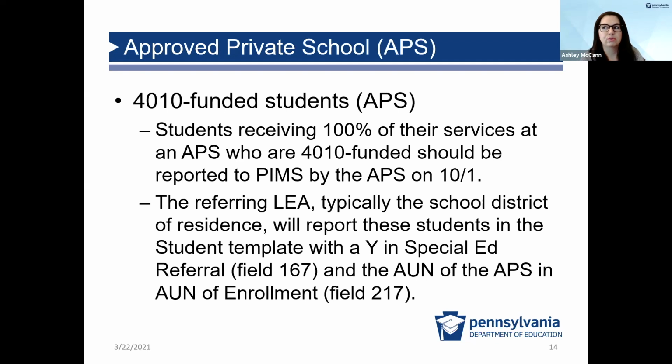So approved private school students. This guidance has been more focused on over the past 2 years, I think. So students who attend what is considered an approved private school, so they share an AUN with the non-approved private school part of that school. And it all depends on funding. So students who are 4010 funded are considered students at the APS. They are receiving 100% of their services at the APS and are 4010 funded, then they should be reported to PIMS by the APS on 10-1.